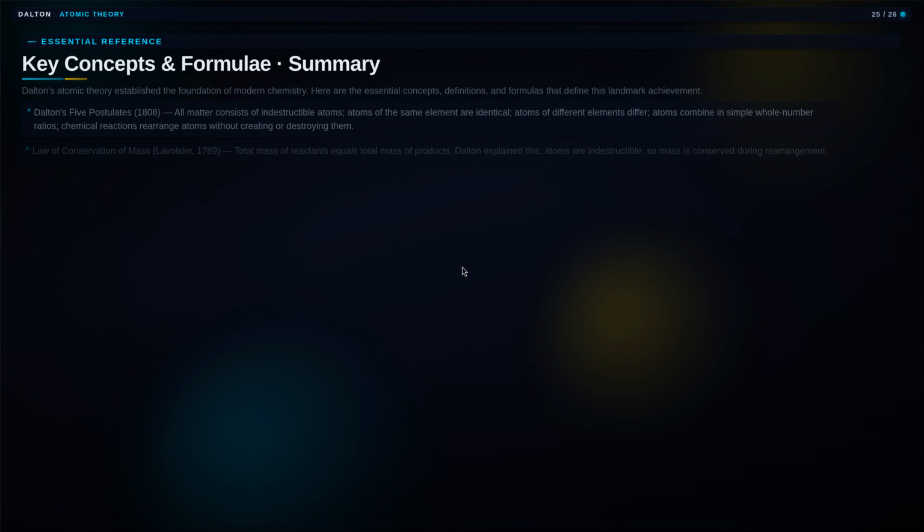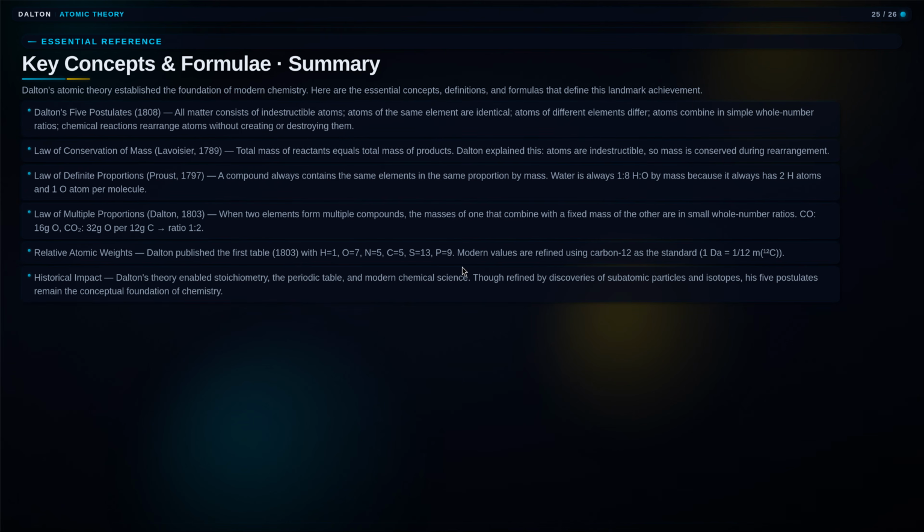Key concepts and formulae summary. Dalton's atomic theory established the foundation of modern chemistry. Here are the essential concepts. Dalton's 5 postulates from 1808. All matter consists of indestructible atoms. Atoms of the same element are identical. Atoms of different elements differ. Atoms combine in simple whole number ratios, and chemical reactions rearrange atoms.